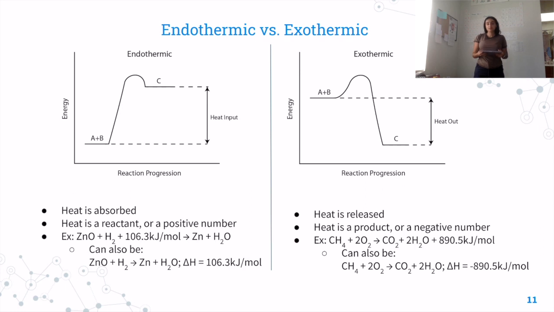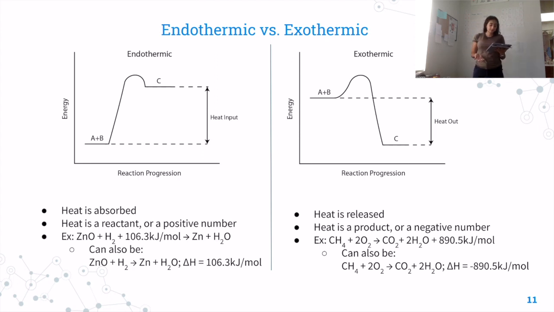Therefore, the heat term is written as a reactant in the chemical equation because you need heat to get it going. An alternative way to write the heat term is just by writing it separately from the reaction, but writing it as a positive number. Because, like the equation from the previous slide, if you look at the heat of the products minus the heat of the reactants, it's a positive value.